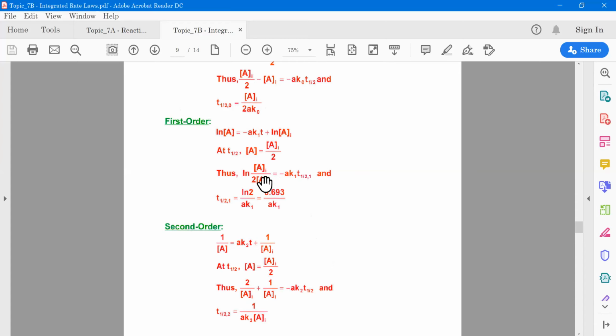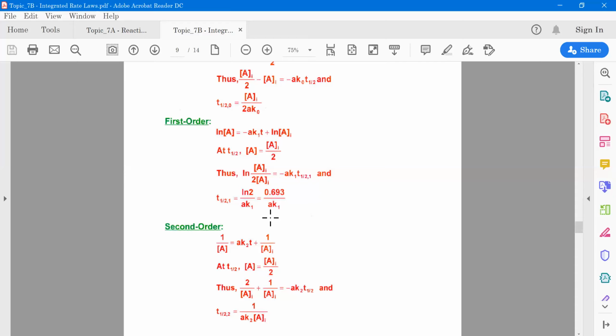But for a first order reaction, the initial concentration does not enter into the half-life expression. That's a very important point because it makes the half-life of a first order reaction a very useful number to have. Whereas for zero and second order reactions, the half-lives are less useful, less meaningful, because they depend in one way or another on the initial concentration. But for a first order reaction, the half-life does not depend on the initial concentration.